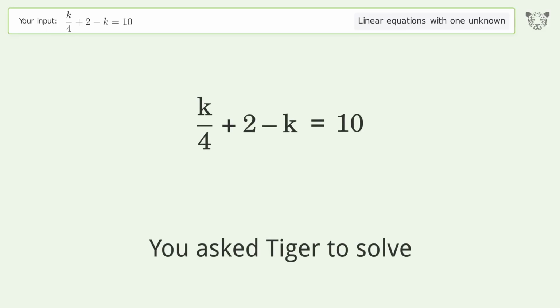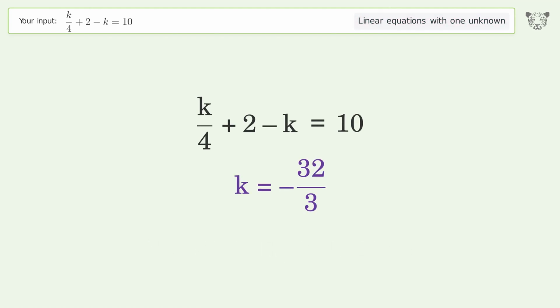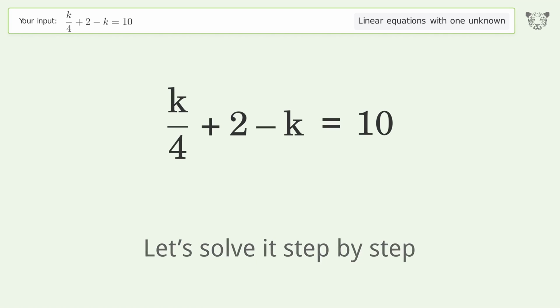You ask Tiger to solve this. It deals with linear equations with one unknown. The final result is k equals -32/3. Let's solve it step by step.